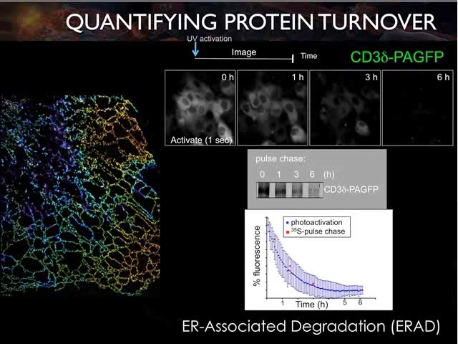And what you can see is that these molecules are turning over very quickly, and that's because these molecules undergo an ER-associated degradation process that has been of considerable interest to people who are interested in how proteins are controlled at the level of the ER.